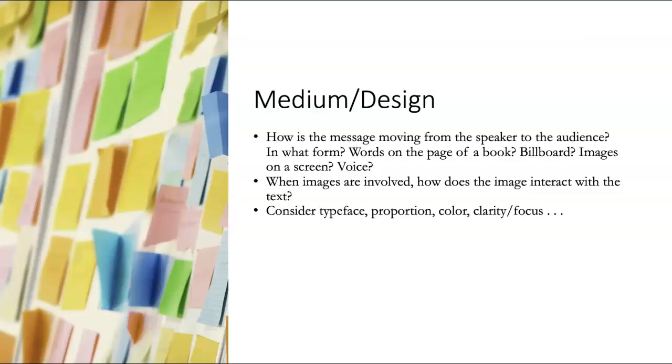Then finally, the last element of a rhetorical situation is medium and design. The medium and design is how the author conveys their message. Are they using images, words, particular fonts and layouts, colors, etc.? Design affects the way that we understand the message. This summer, we're going to begin by paying special attention to the design of images.